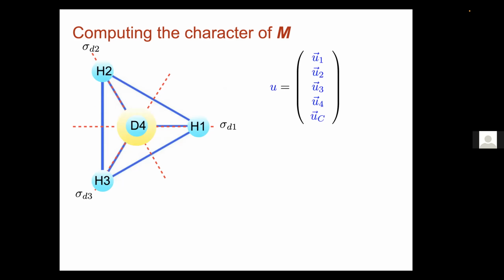Now, a general displacement of the molecule is given by this 15-dimensional vector. I just have to give a vector that tells me how much this is displaced, how much this one, how much this one. These are the first three. Then the deuterium, this is U4, and finally the carbon atom. Okay, so this is a general vector in our linear space.